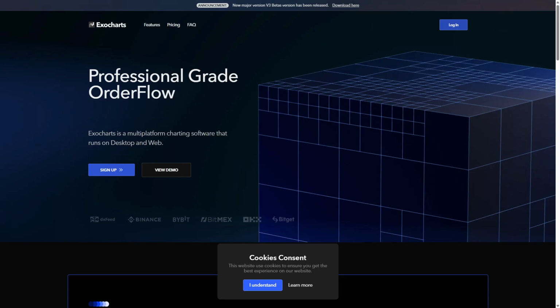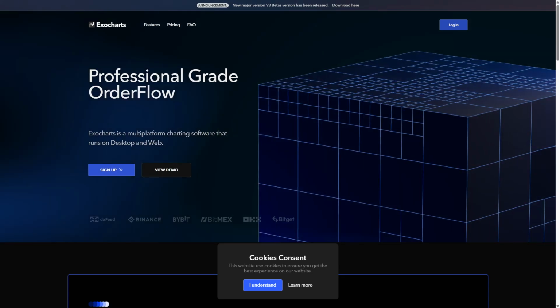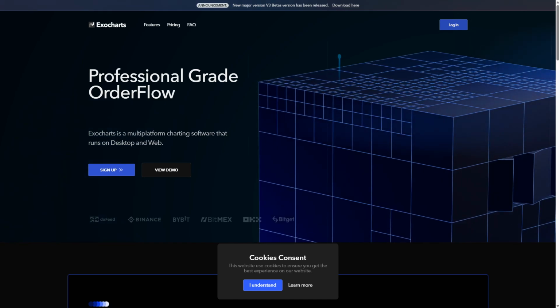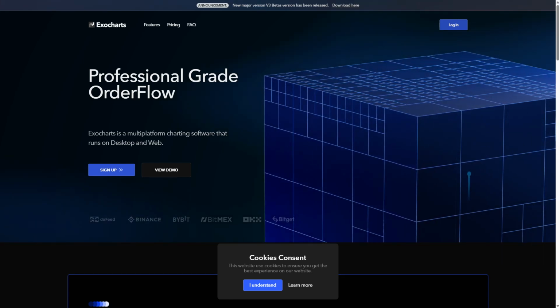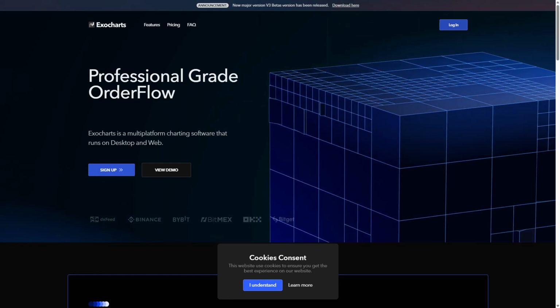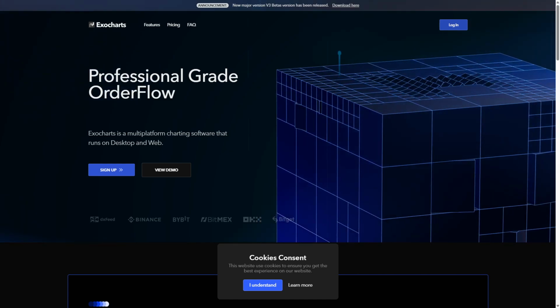Exocharts is recommended for traders who demand detailed footprint charts and deep order flow analysis to refine their trading edge. Both platforms excel in futures markets, so select based on your need for either intuitive heat maps or comprehensive bid-ask data to elevate your strategy.